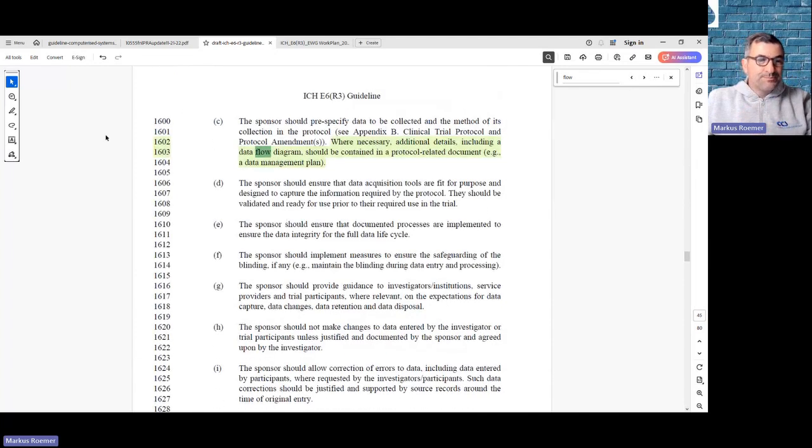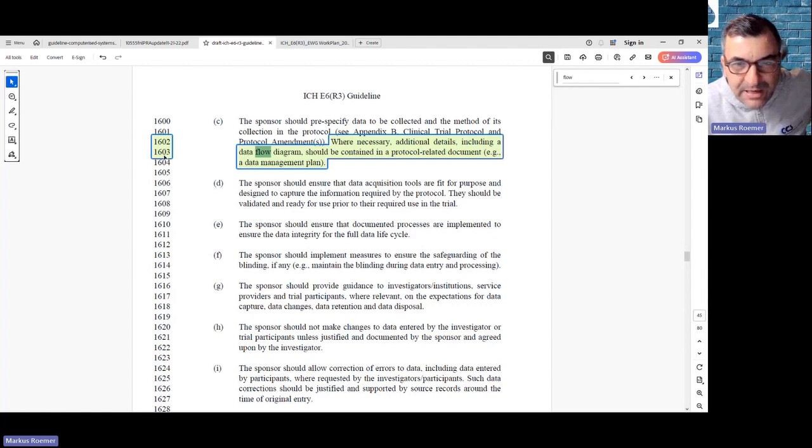Let me go here. Yeah, it's in line 1603. So, where necessary, additional details, including a data flow diagram, should be contained in a protocol-related document. I see where necessary, basically nearly always. The more complex the study becomes, a data flow diagram must be in there. So that will be in there. I have read that very often.